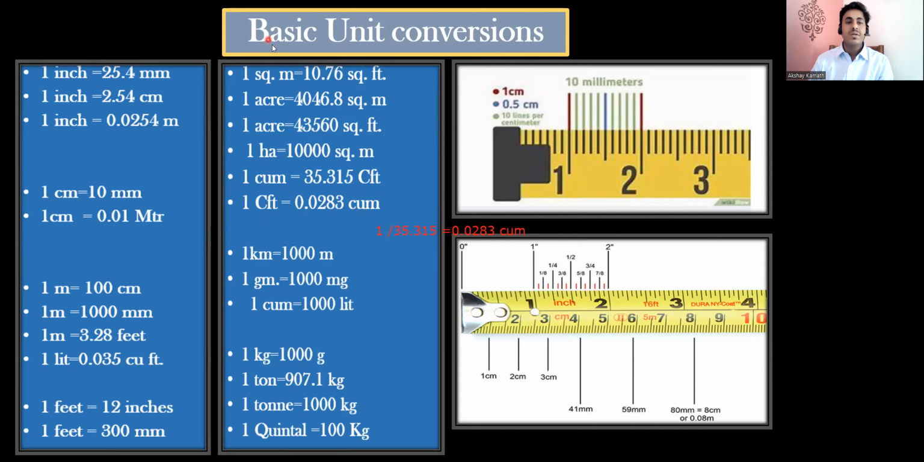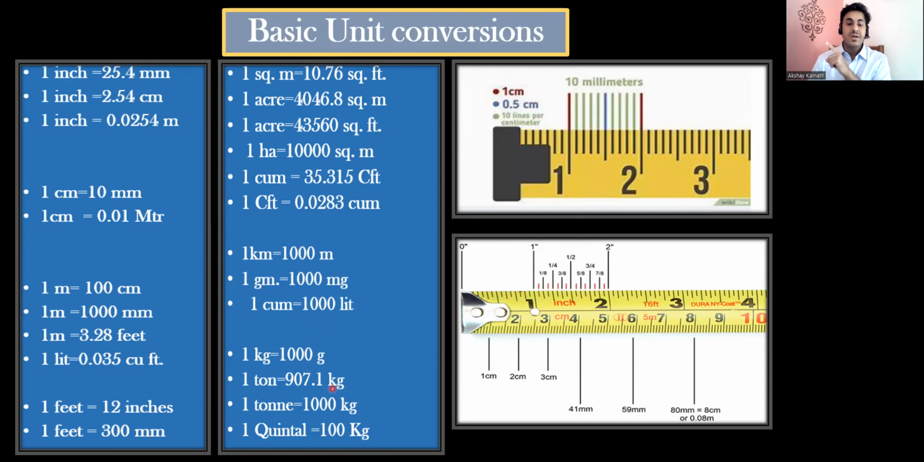Then 1 kilometer is 1000 meter, which we know. Again, 1 gram is 1000 milligram. Again, 1 cubic meter is 1000 liter. This is also very important. If somebody asks you, I have 2 cubic meter of concrete, how much is that in liter? So 2 cubic meter is equal to 2000 liter. 1 cubic meter is equal to 1000 liter. Got it? Next, again, 1 kg is equal to 1000 gram, which we know. And 1 quintal is 100 kg. This you have to remember, right?